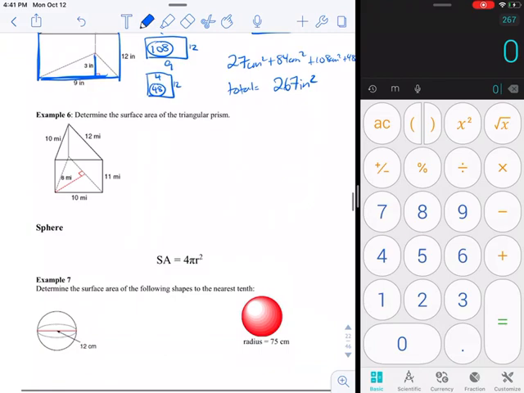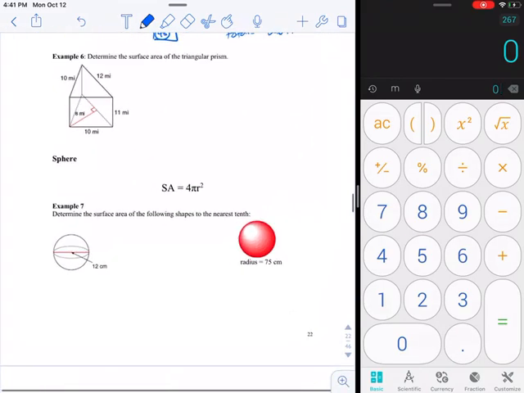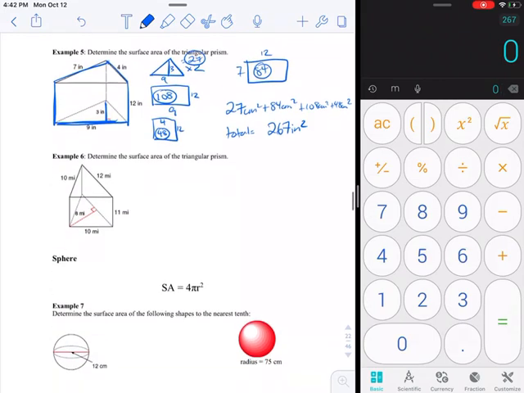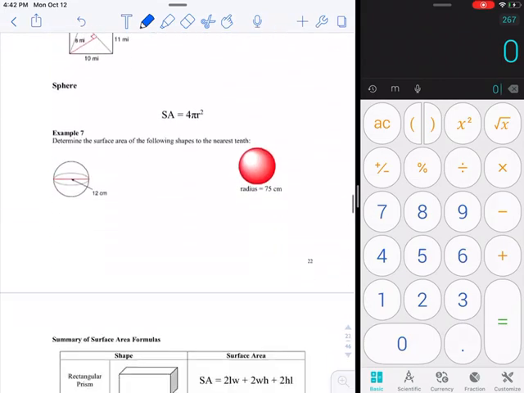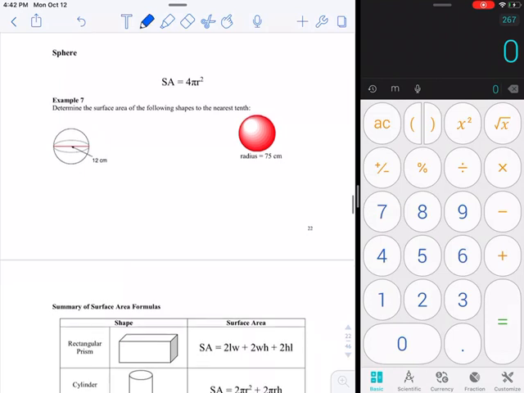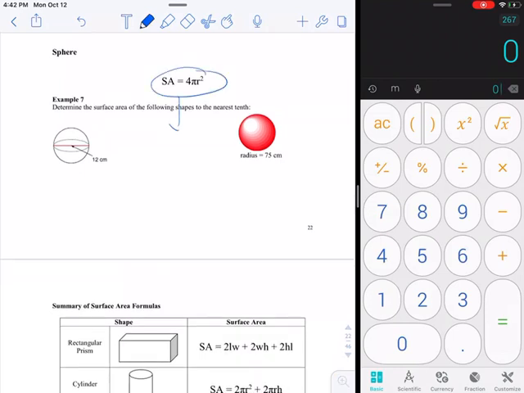Another example. Boy, there's a lot of examples. I'm going to skip example 6 because it's pretty much like example 5 and 4. So let's go straight to example 7. The surface area of a sphere formula is 4 pi r squared. So here it gives us the radius of 75. Here it gives us a diameter of 12. So the radius would be 6. So you go surface area is 4 times pi times 6 squared.